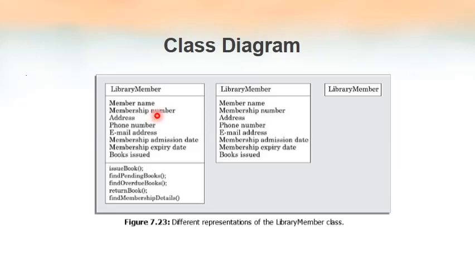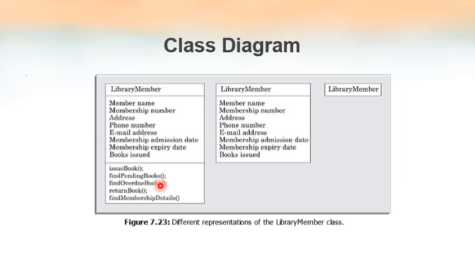So the same class can also be represented like this. It's not compulsory that all classes must have the attributes and operations, but it is better to represent a class like this. The first figure has the class name, attributes, and the operations. So this is the representation of a class named library member. This class has got this much attributes and this much operations.